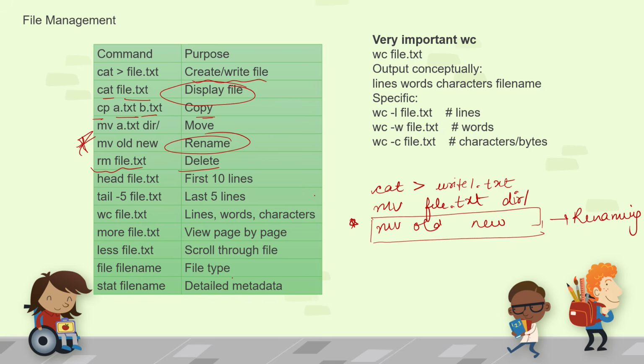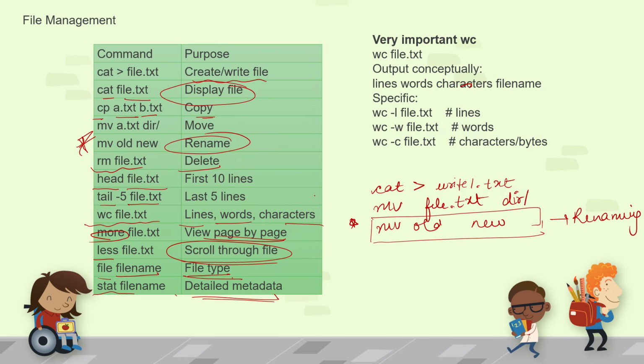rm file.txt will delete the file. head and tail show the start and end of a file. wc file.txt will show the lines, words, and characters of a file, which is file.txt here. more shows the file page by page. less lets you scroll through files. file filename shows the file type, and stat filename shows the detailed metadata.